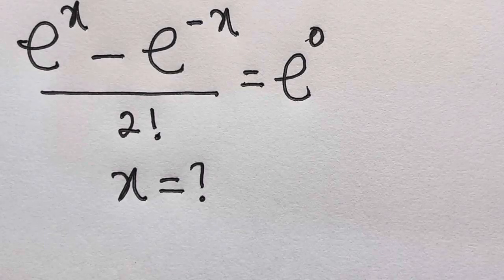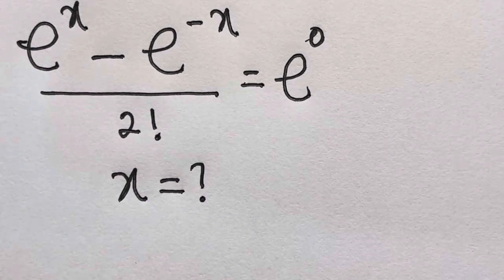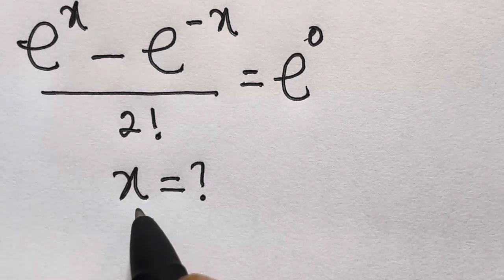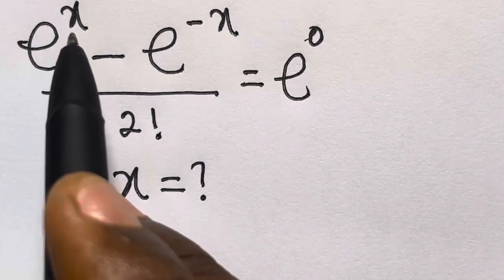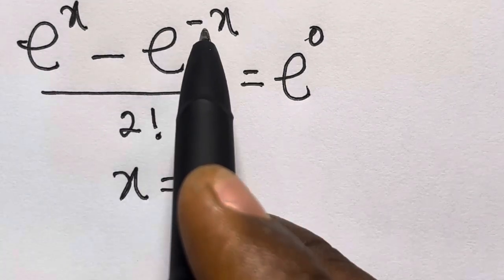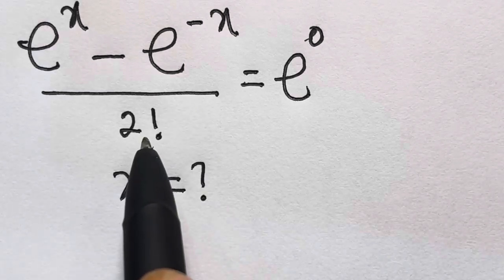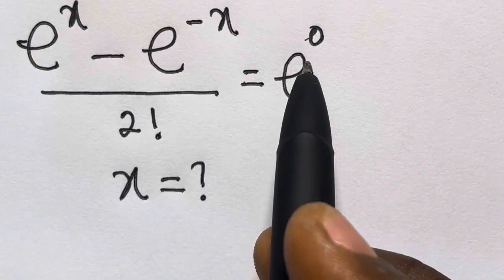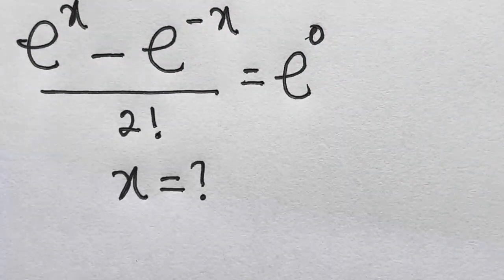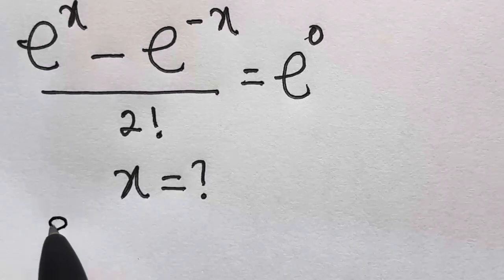Hi, welcome to mathematics. In this video, we want to solve for x in (e^x - e^(-x))/2! = e^0. So let's say solution.